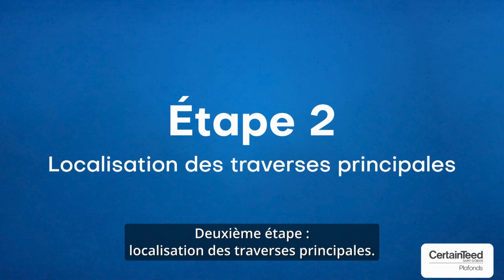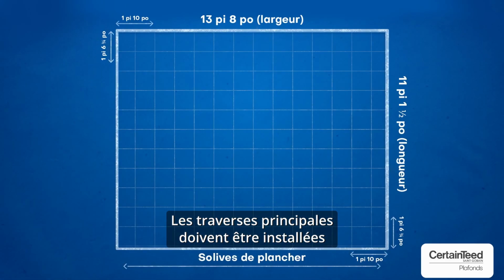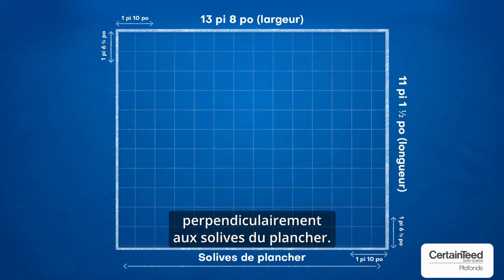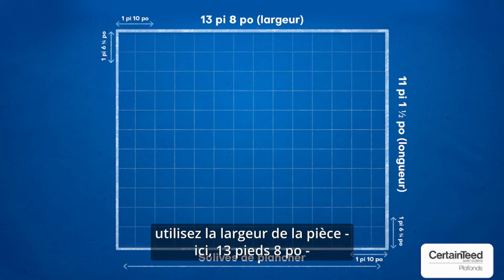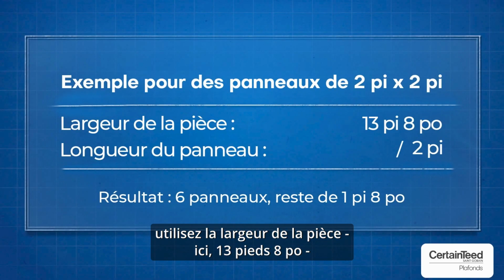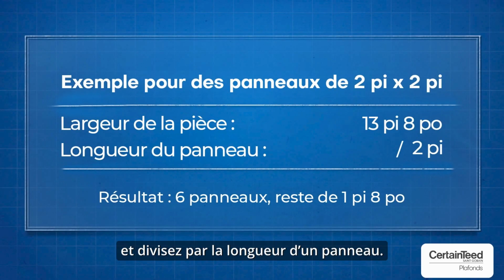Step 2. Locating the main tees. You will want to have your main tees installed perpendicular to the floor joist. To figure out the spacing and location of the main tees, first take the width of the room, in this case 13 foot 8 inches, and divide by the length of the panel.